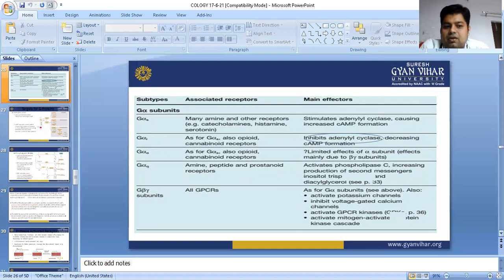And last one is beta and gamma. All GPCRs are available. So as with the G alpha subunit seen in the above state, they are going to activate the potassium channel and inhibit the voltage gated channel and GPCR kinase enzyme.